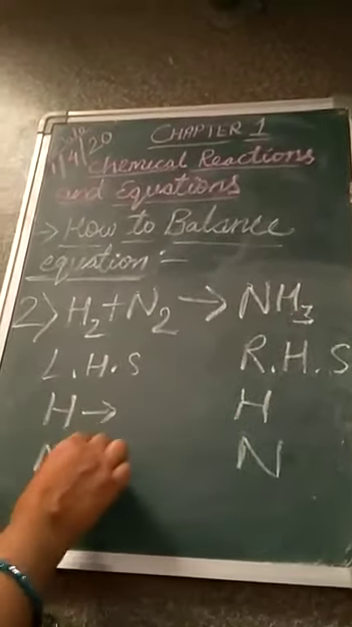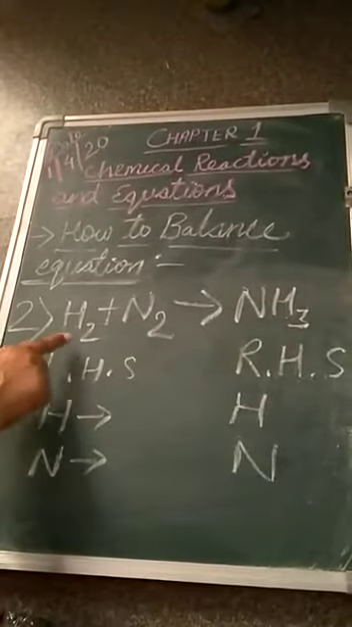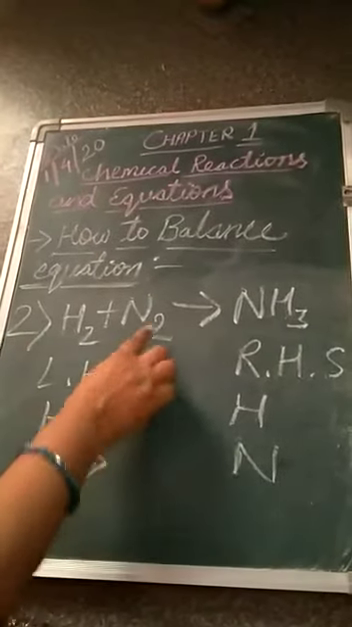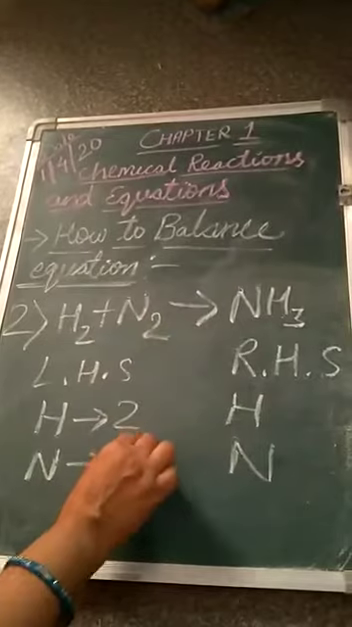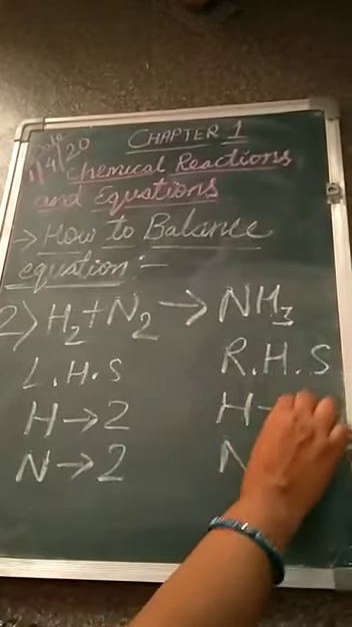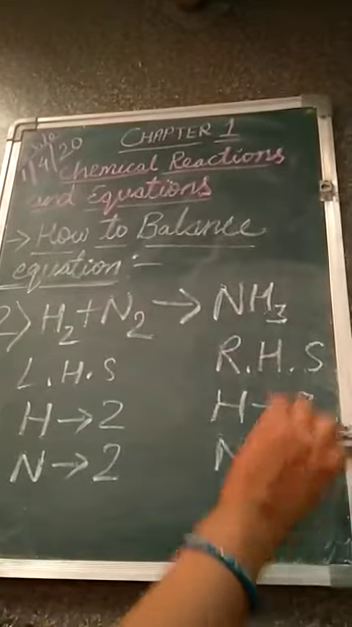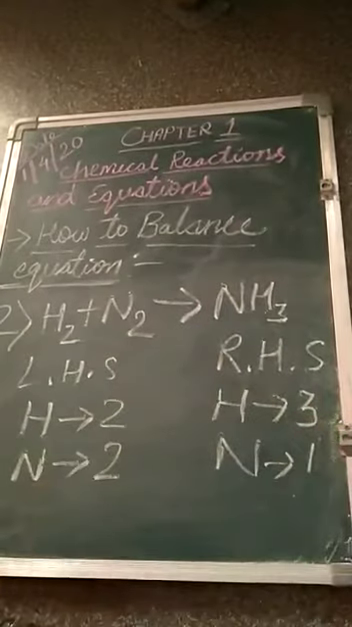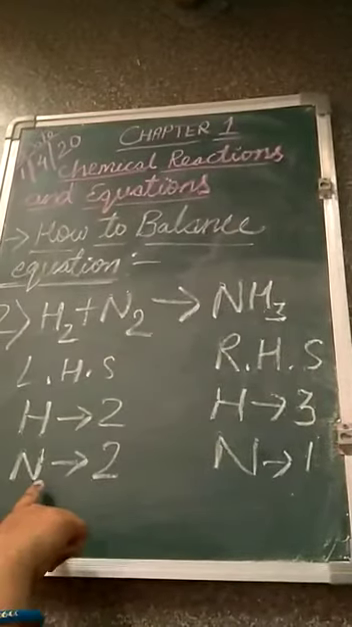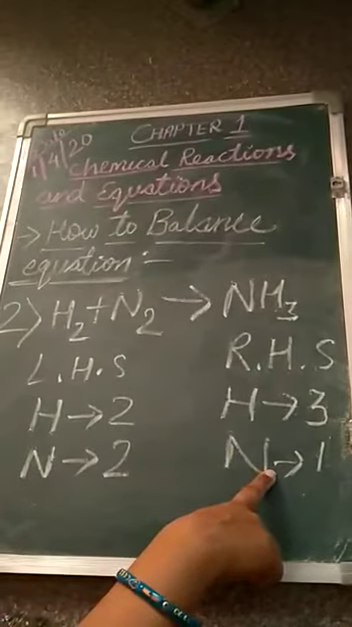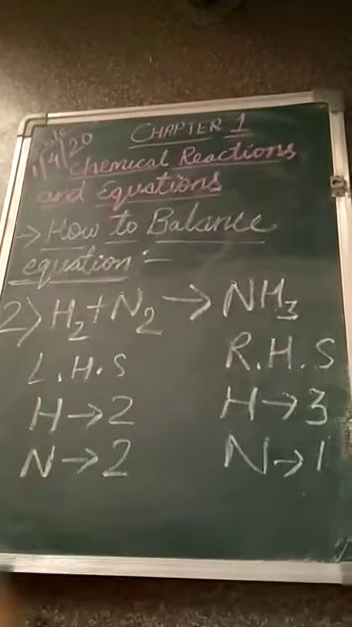Now count the number of atoms of hydrogen. This side 2, nitrogen also 2. This side hydrogen is 3 and nitrogen is 1. Now you know that this side nitrogen is 2, this side nitrogen is 1. It means it should be 2 here also.